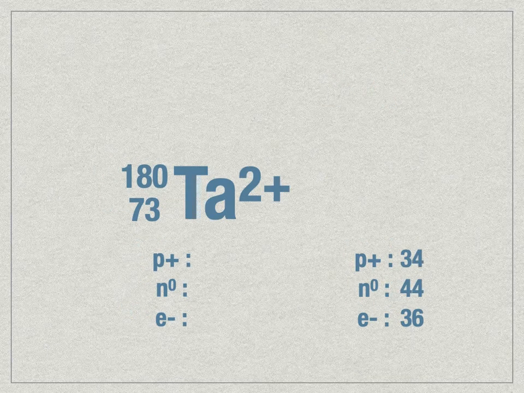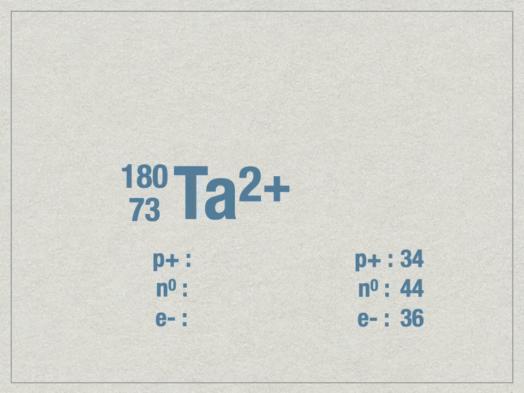But here we go. What happens when we have this? Find the name of that element and see if you can take a stab at what you think the protons, neutrons, and electrons should be. Go ahead and pause the video and do that.